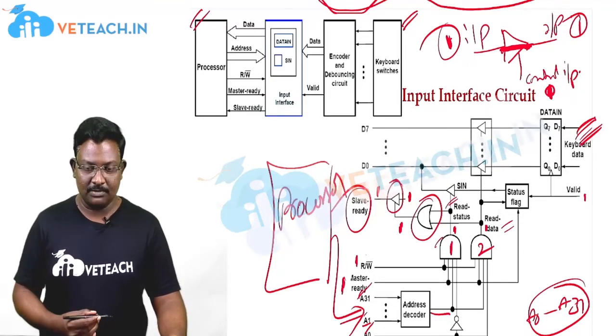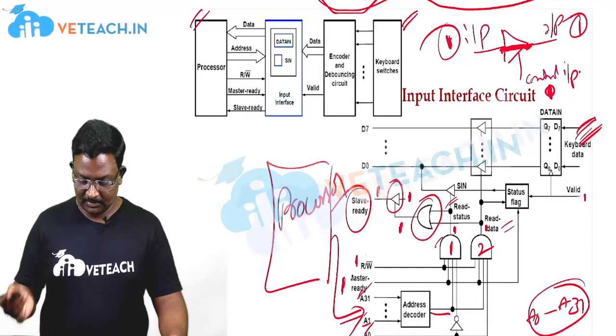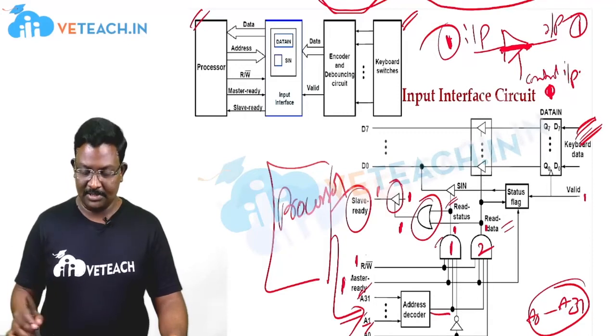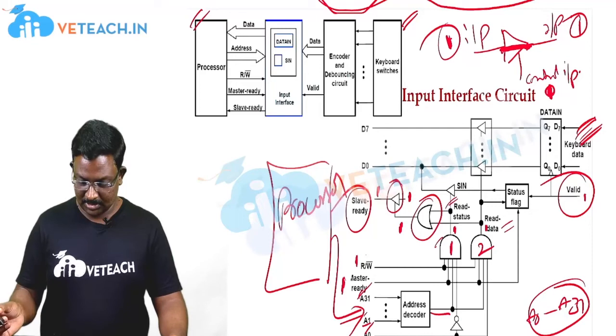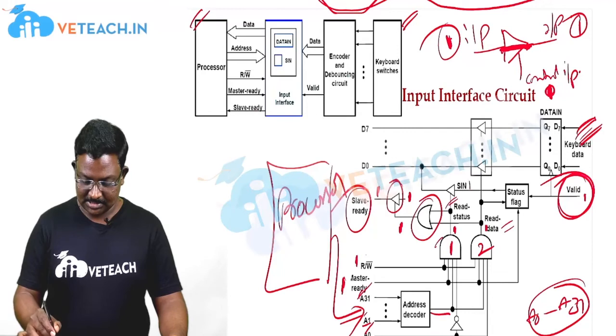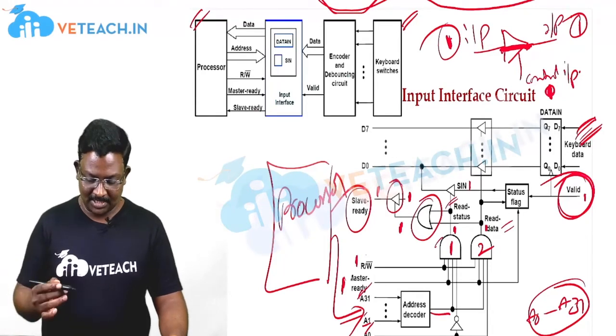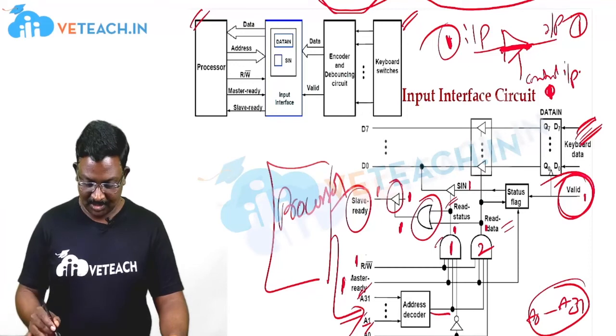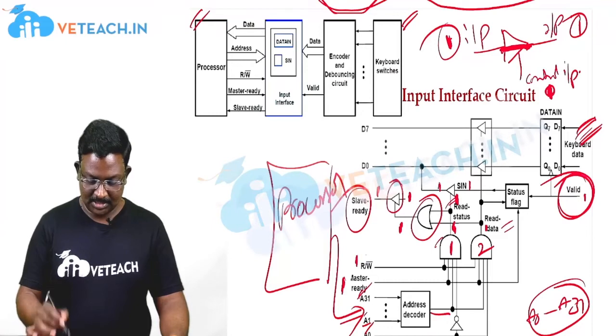After sending the slave ready signal, we have to send the data onto the data lines. For that we check whether it is valid data or not. If the data is valid, then we send Sin equal to 1. Only if the data is valid, Sin is equal to 1. Now to this tri-state buffer, the control input is given as read status. The read status AND gate output is 1 here, so this control input is also 1, and it sends the output signal as 1.